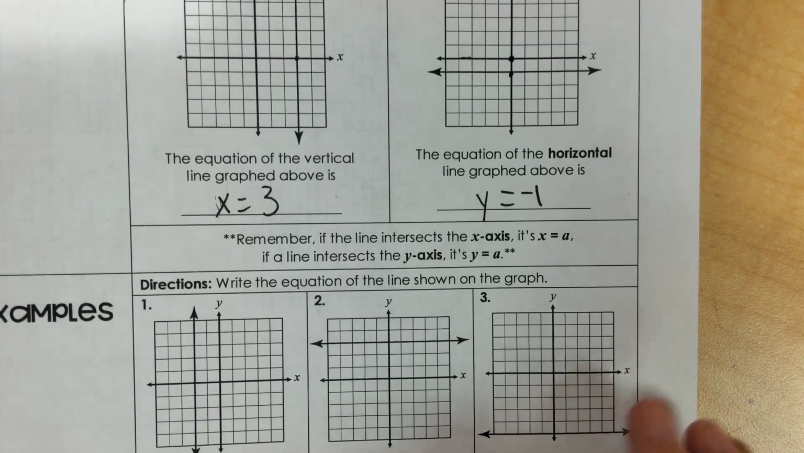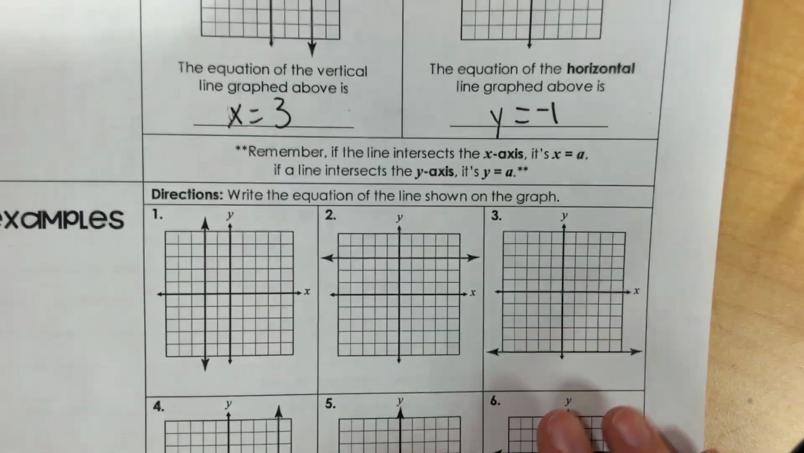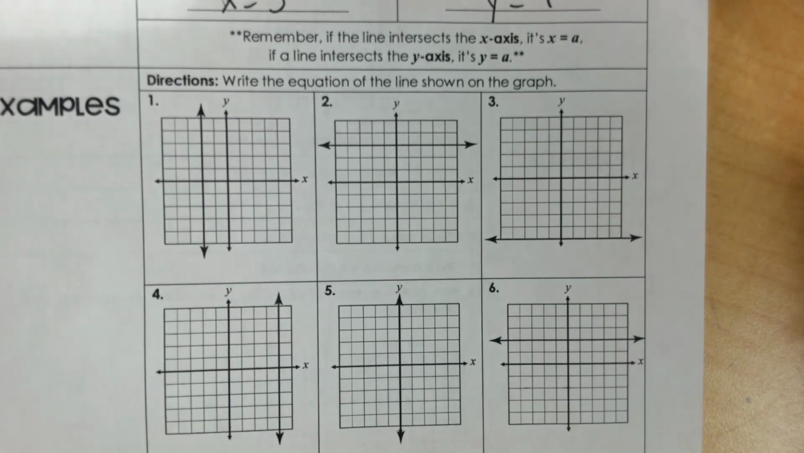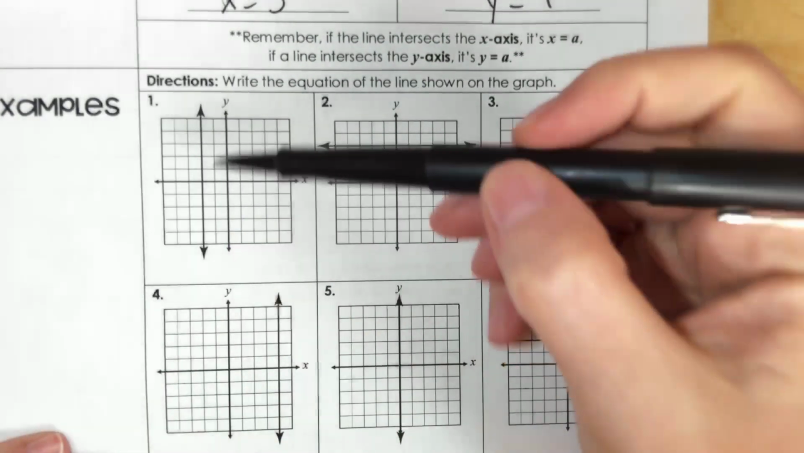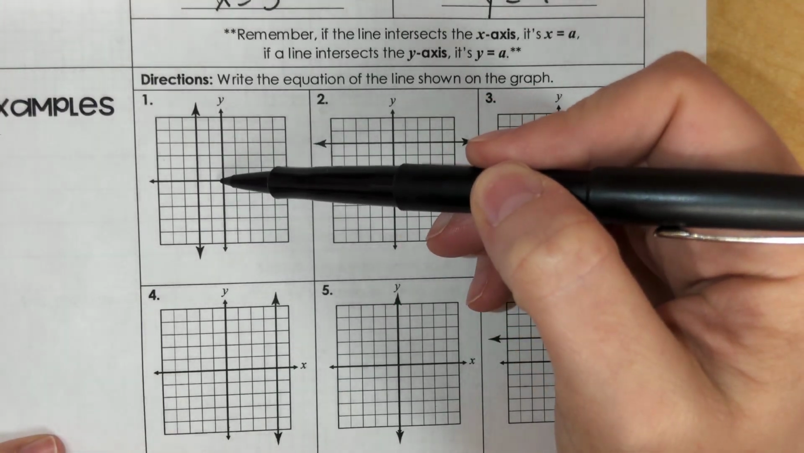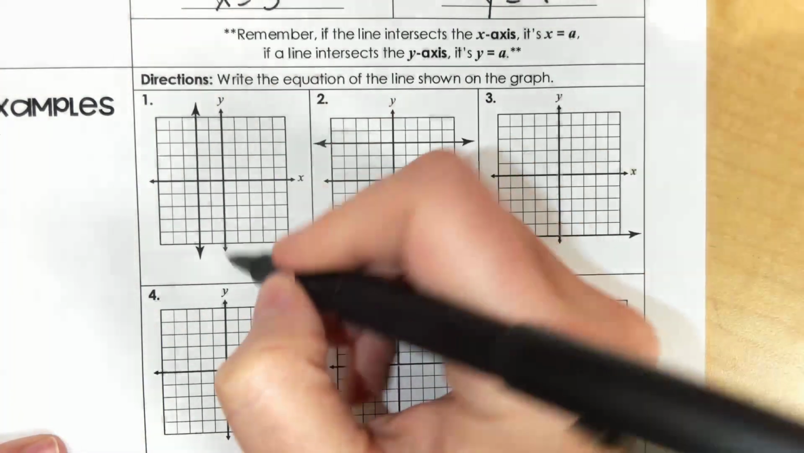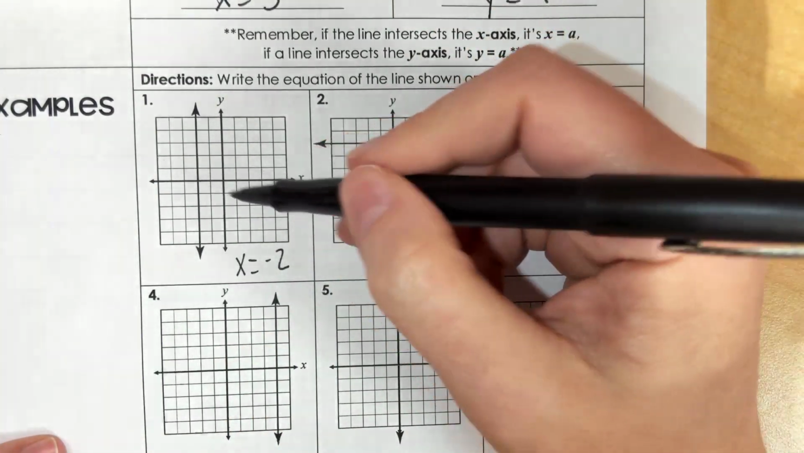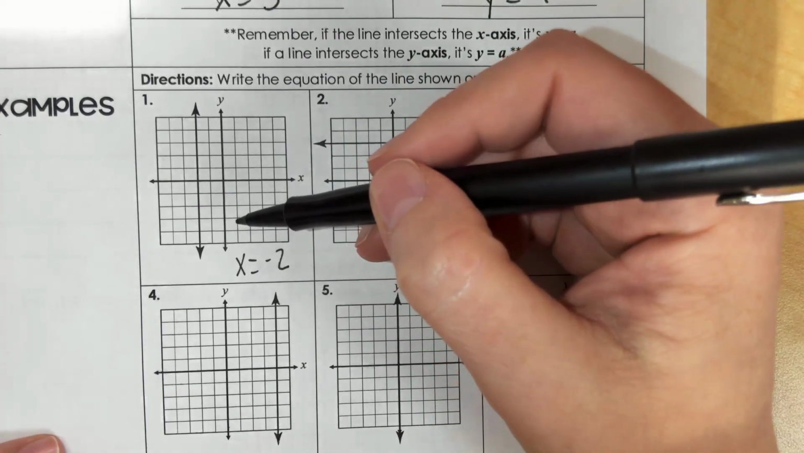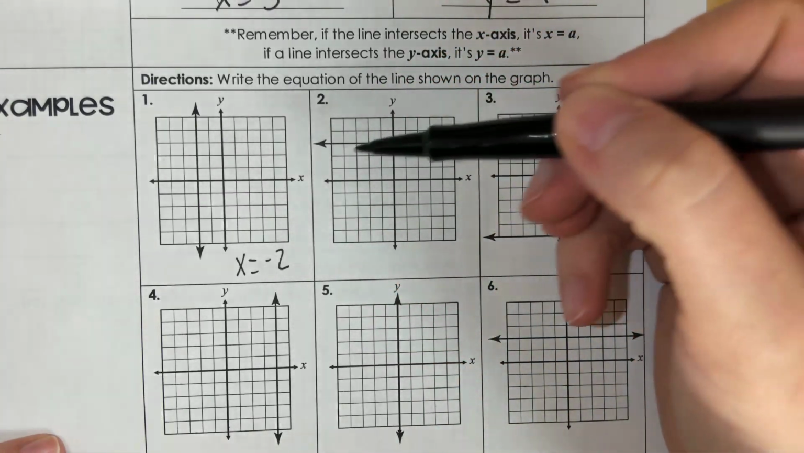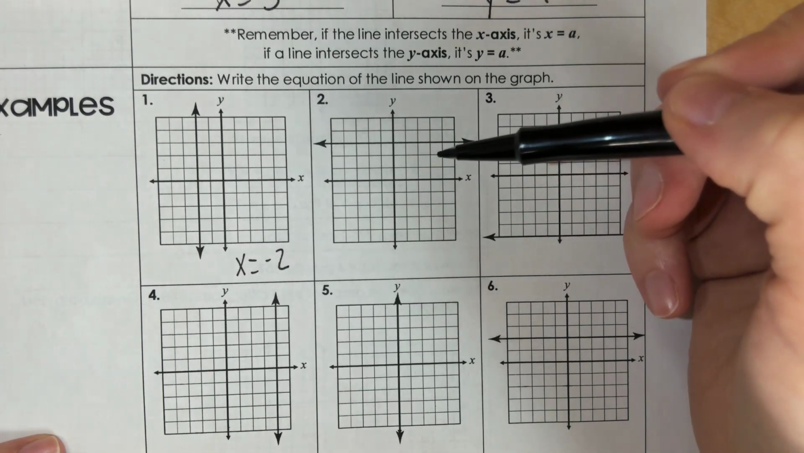Okay, so for our examples, let's talk through a few of these. We are going to write the equation of the line shown on the graph. Here we have a vertical line. Starting at the middle, we go to -2, so x equals -2. We're looking for its x or y-intercept, whichever one. If it crosses the x-axis, it's going to be x equals that number. If it crosses the y-axis, it's going to be y equals that number.